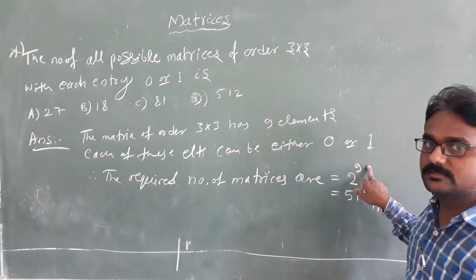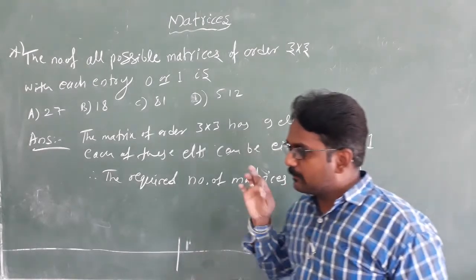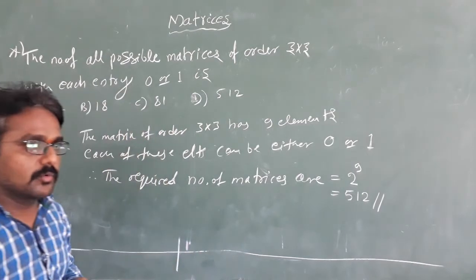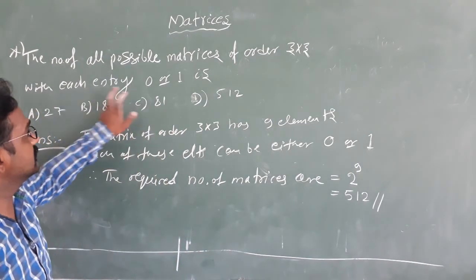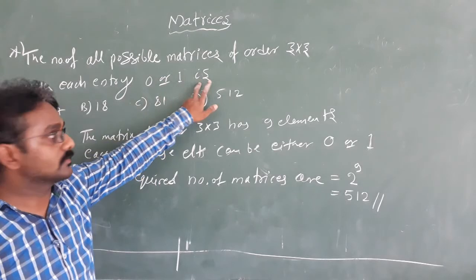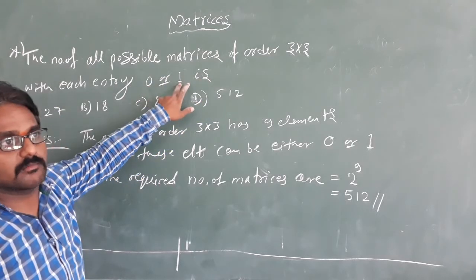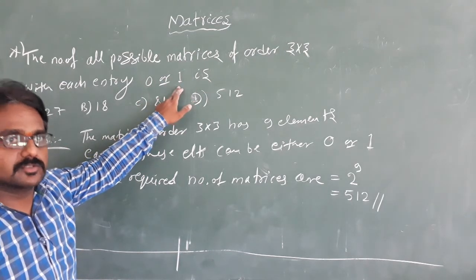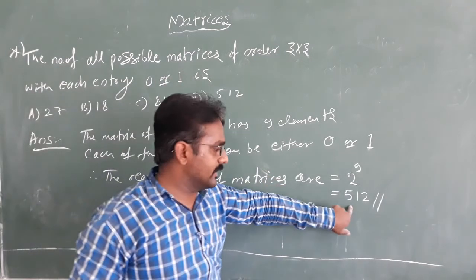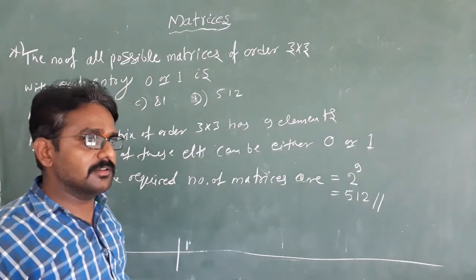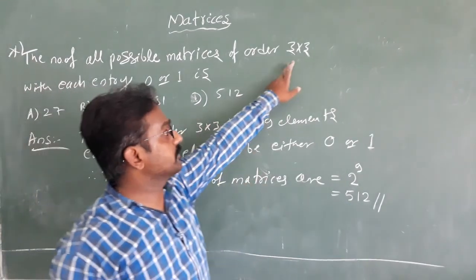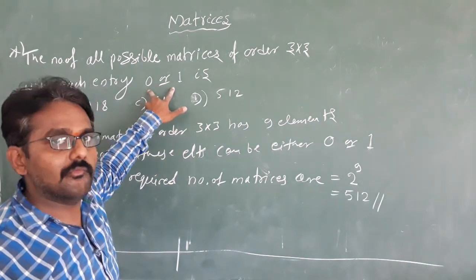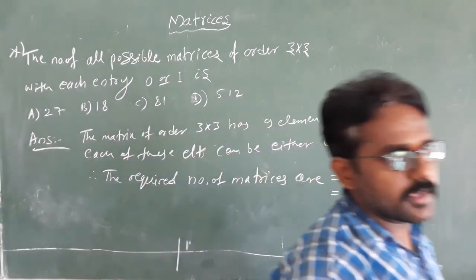Got the point, students? That 9 is the total number of elements present in the given matrix of the order 3 cross 3 with each entry 0 or 1. So either you take 0 or 1. Got the point? So likewise you are going to get 512 matrices of the order 3 cross 3 with each entry either 0 or 1. Okay, thank you.